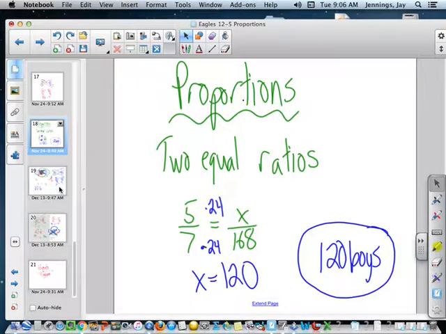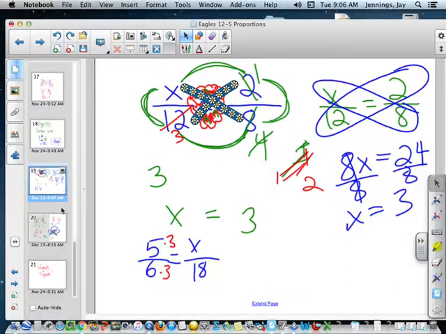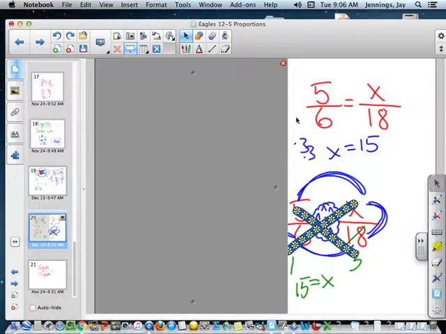You can look through these notes if you want some more practice. Here's a good example. In this one, we would multiply top and bottom by 3, which would lead x to being equal to 15.